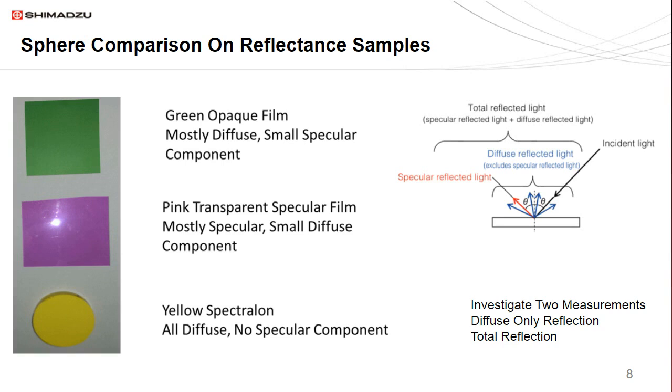Lastly, we'll look at yellow spectralon. One of the interesting things about spectralon is it is a solid baked material, and you can literally bake pigments into the spectralon. And this is all diffuse. It has zero specular components. We will look at the two different measurements of diffuse-only reflection and total reflection, as you can see from the little diagram at the top.